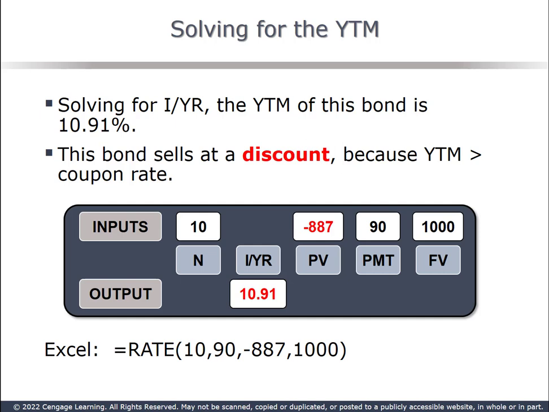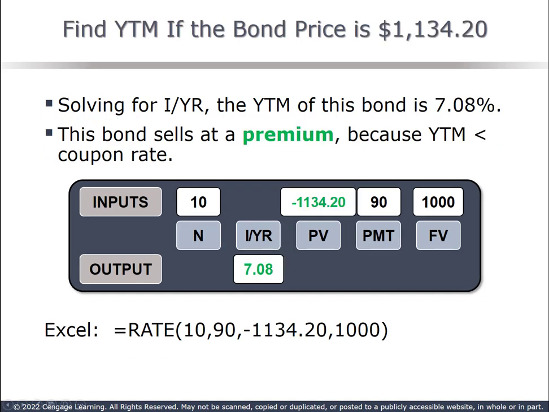Solving our example, we find IY is 10.91%. This makes sense since the bond is selling at a discount, $887 versus $1,000. So the yield to maturity, the market rate, should be greater than the coupon rate, and it is. Continuing the example, if the same bond is selling for $1,134.20, then the bond is selling at a premium, so the yield to maturity should be less than the coupon rate, which it is, 7.08%.